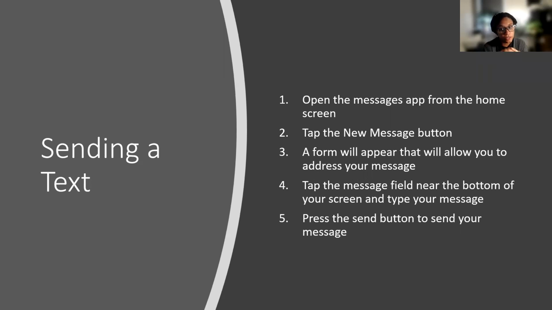Tap the New Messages button, which looks like a piece of paper with a pencil writing on it in the upper right-hand corner. From there, a form will appear and you can begin to address your message in several ways. You can begin to type a name in the To field, and a list of matching contacts will appear. You can also tap the plus on the right side to see a full list of your contacts. And if the recipient isn't a contact, you can always just type their phone number into the To field.